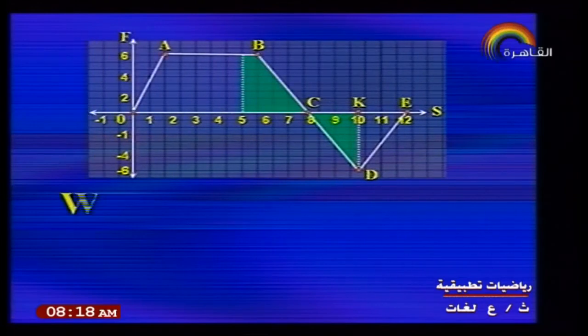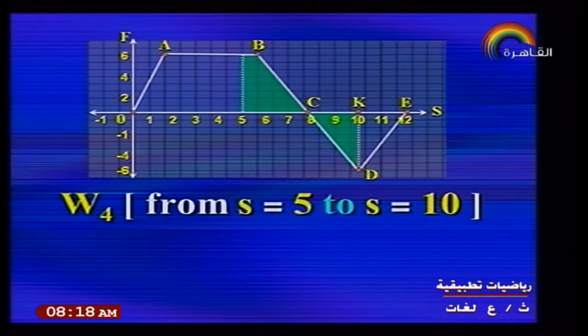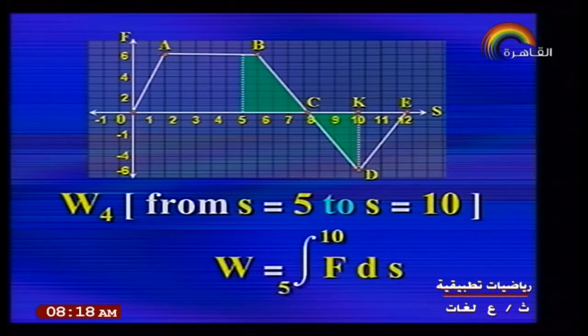Dear student, look at from S equals 5 to S equals 10. Integration from 5 to 10 of F ds. Look at the green shaded region from 5 to 8, then from 8 to 10. From S equals 5 to S equals 8 is called area of trapezium.